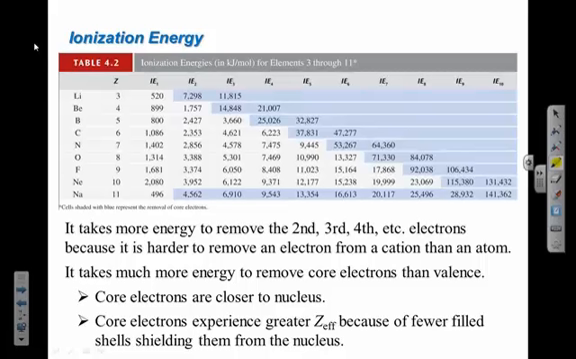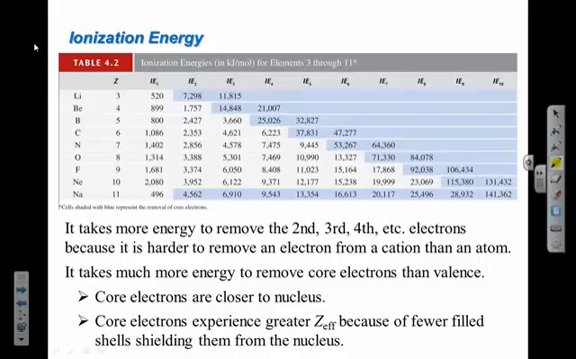So if we look at maybe fluorine, to knock the first electron out of fluorine, it's a pretty high amount of energy. Why does it take more energy to knock an electron out of fluorine than oxygen? It's smaller because it has more protons in its nucleus. More protons, greater attraction, takes more energy to knock the electron away from it.